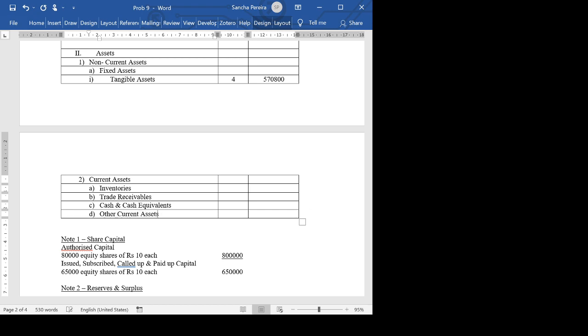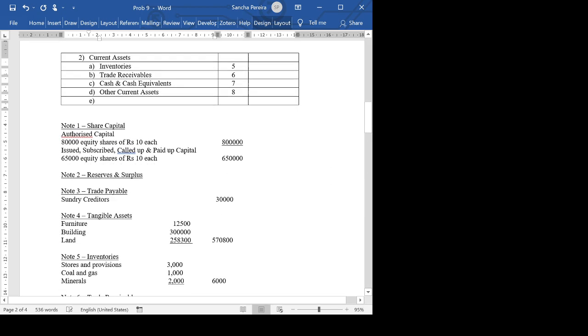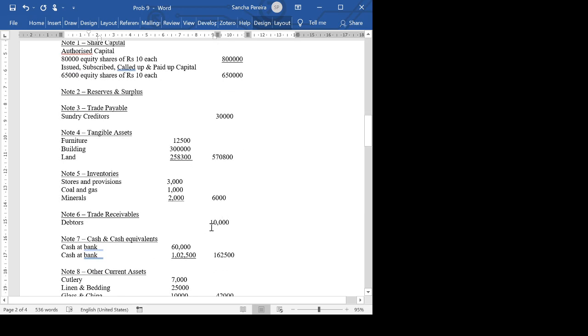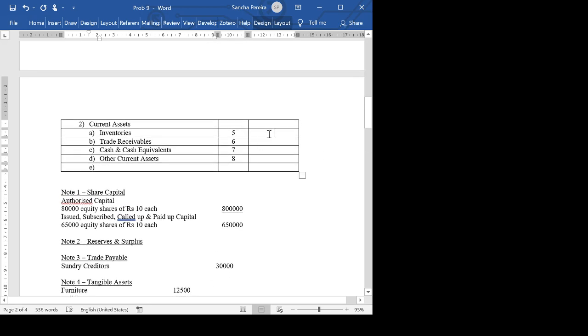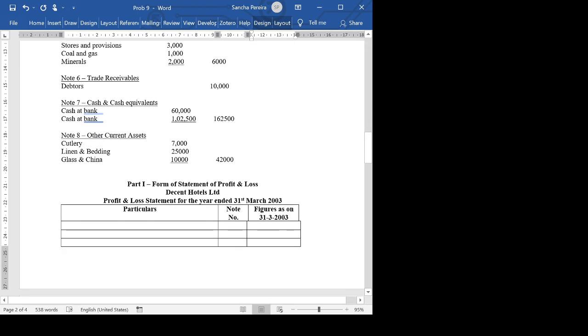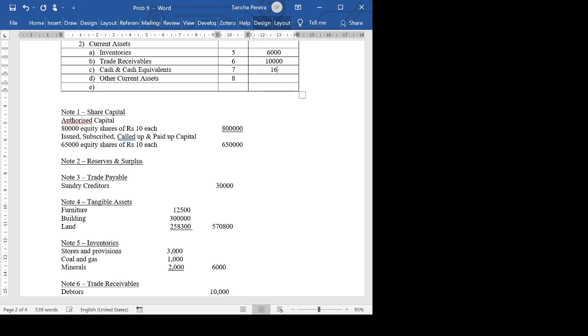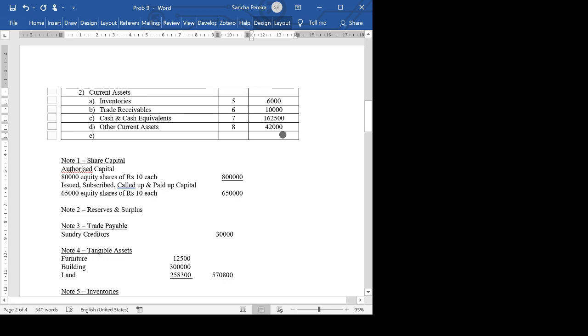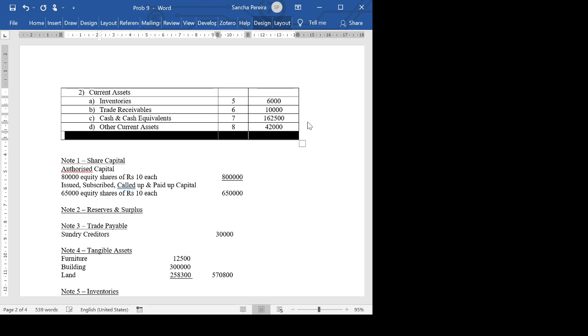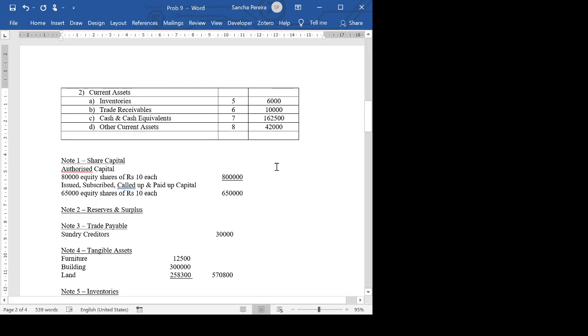Here, even though the format mentions it, you don't have to write all the items. You write only the items which are there. So just put in these figures down. Note 5 is 6,000, 6 is 10,000. Then we have 162,500 and 42,000. So that will give a balance sheet total actually, but I cannot total it right now because we do not know the amounts yet. We don't know the reserves and surplus.